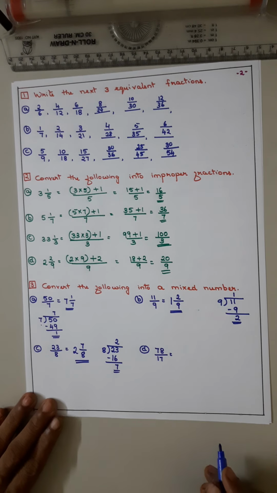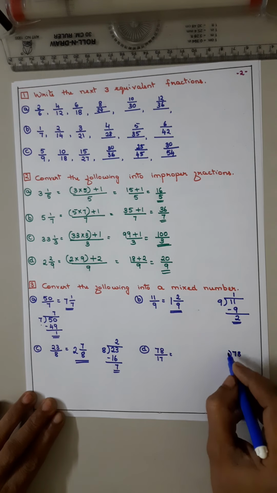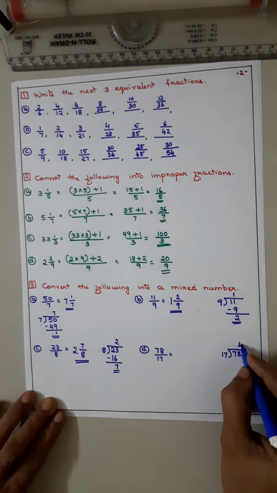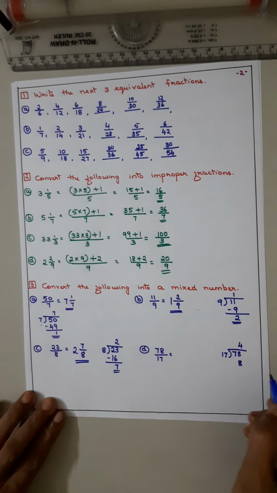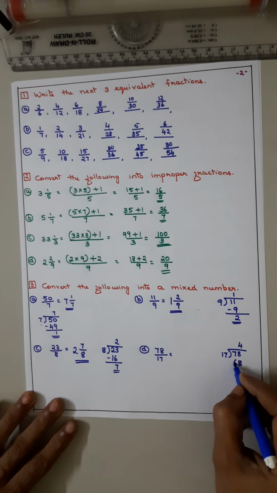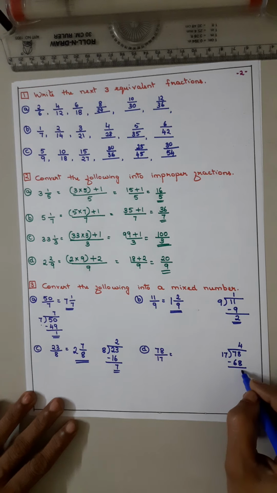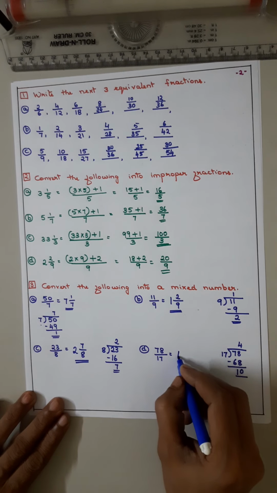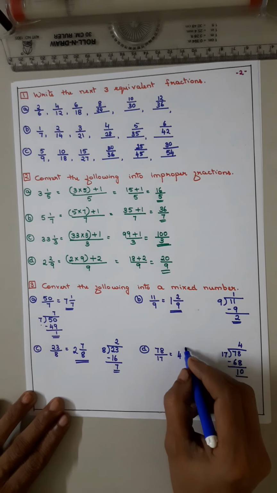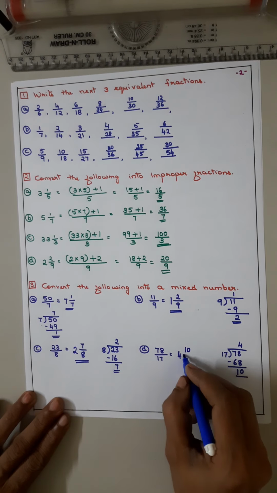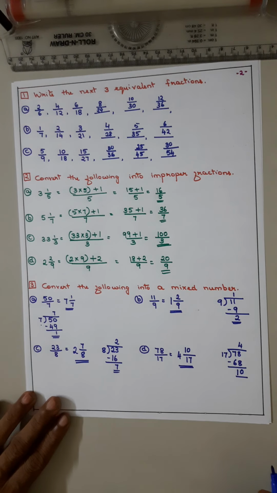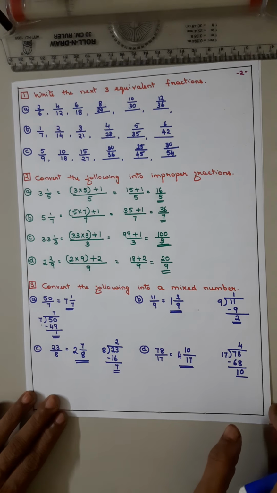Now 78 by 17. The table of 17: 17 fours are 68. 4 ones are 4, 5, 6. 8 minus 8 is 0. 7 minus 6 is 1. So you got the quotient 4. The remainder is 10. Write it in the numerator. The divisor, that is the denominator, is 17. So you got the answer 4 10/17.